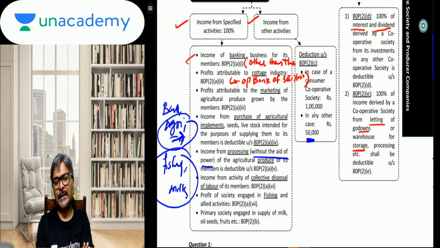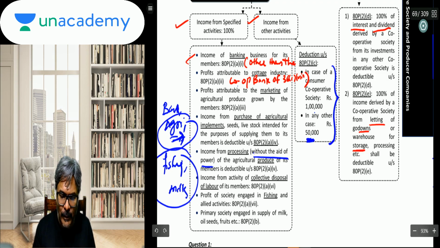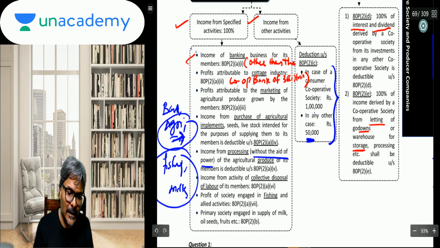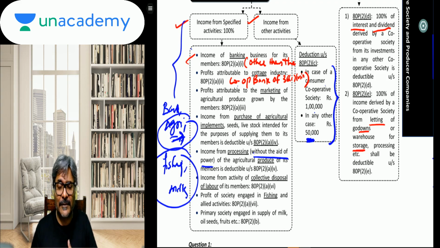If there is an income from other activities, like there can be other cooperative societies, can you see this 80P(2)(c)? What is this 80P(2)(c)? These are the two bullet points. One is in case of the consumer cooperative society like Apna Bazaar. For them the first activity is not there, this is not the activity that Apna Bazaar engages in. So for them 1 lakh is the flat deduction that they are going to get.